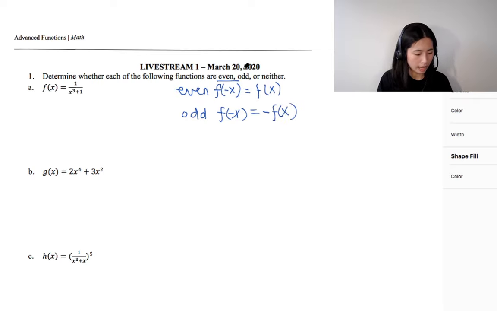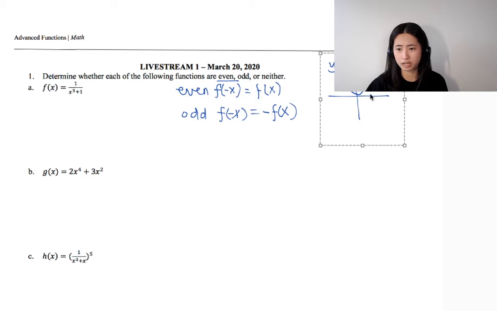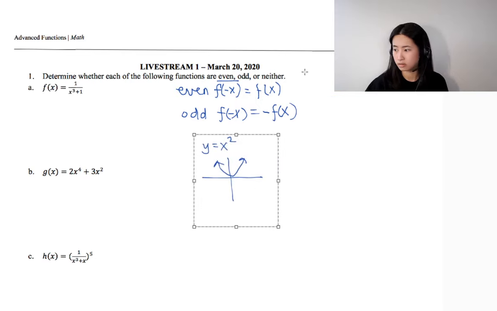Does that make sense? The reason for that is if you're looking at an even function, say for example, let's start with the basic one. We have y is equal to x squared, which is a parabola. We know that this is an even function. So you're going to have this graph right here. This is y is equal to x squared. And if you think about the symmetry, there we go. This is an even function.